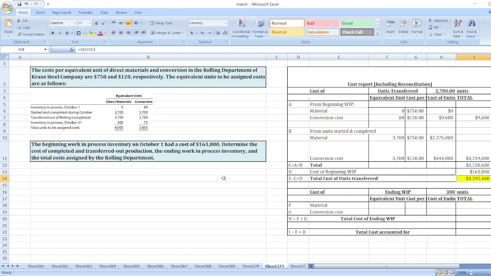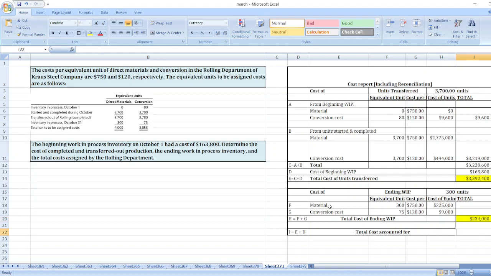$3,392,400. Now the second one is the ending work in process inventory and the total cost assigned by the rolling department. So here, first of all, material, ending WIP, inventory in process on October 31st, 375. Cost per equivalent unit here, $750, $120. So our cost of ending inventory, $225,000 and $9,000. So total cost of ending work in process inventory is $234,000. So total cost accounted for. So this is our second solution. Ending work in process inventory, cost of ending work in process inventory is $234,000.